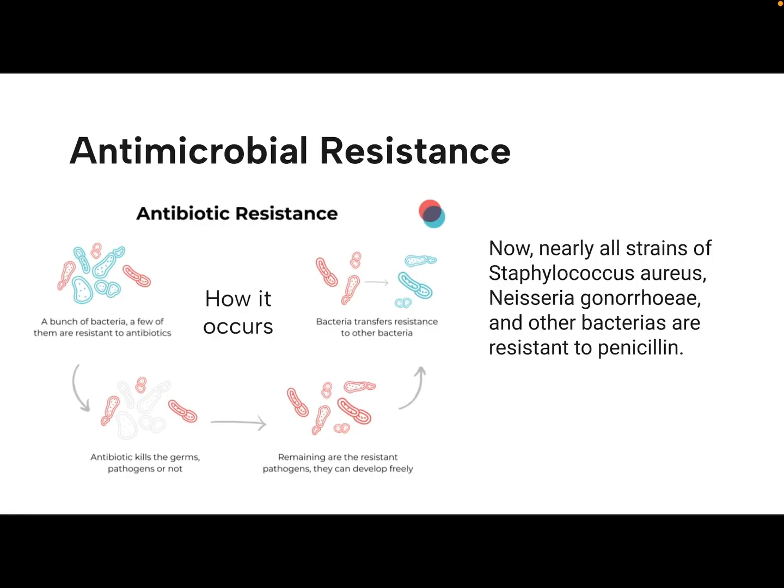Even with Fleming's warning, penicillin is now nearly ineffective against all strains of Staphylococcus aureus and Neisseria gonorrhoeae, which is kind of ironic because it was the Staphylococcus aureus that Fleming had been studying on his petri dish when the penicillin mold had killed off the Staphylococcus.